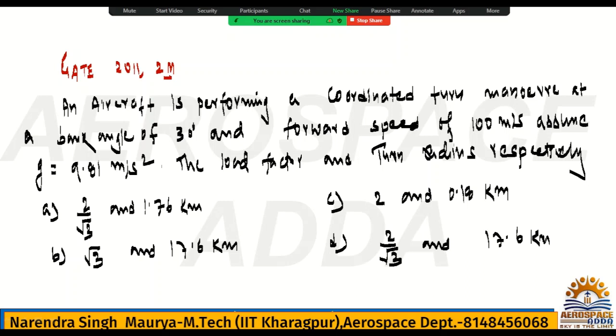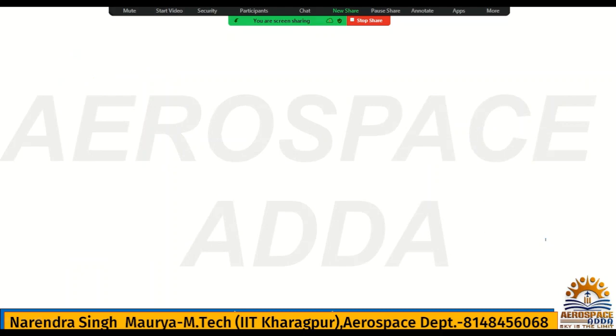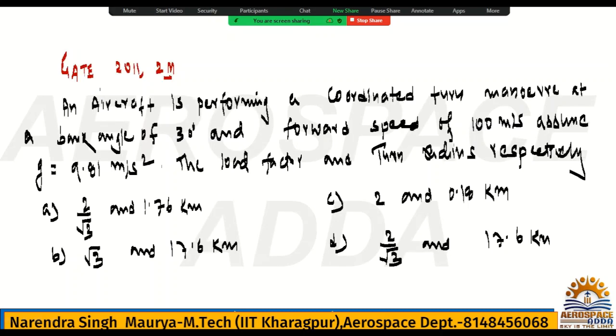So this problem was asked in GATE 2011. It was for 2 marks. Simple. We'll write the given data again. What have they given to us? Coordinated turn means it is the horizontal turning maneuver. Bank angle they have given to us.